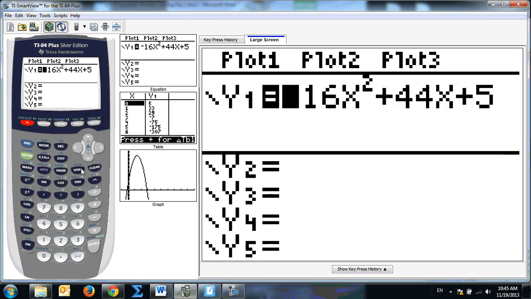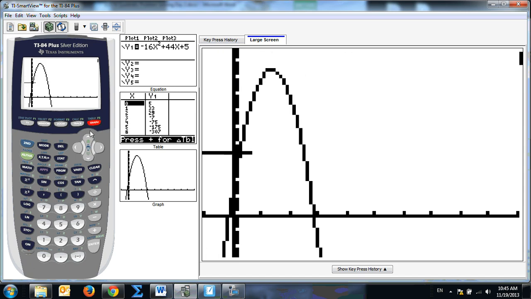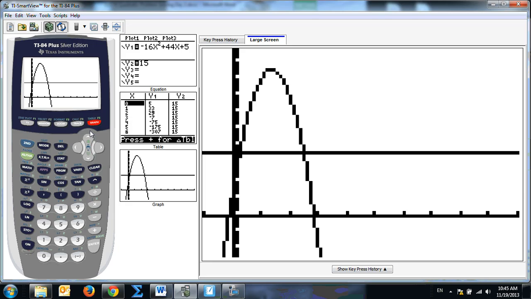So what you're going to do is put 15 in y2. Go back to your y equals, and in y2, you're going to put 15. So what we can do now is find these two intersection points. You put the y value you want in the y2, and then we're going to find our intersection points. We're going to have to do it 2 times.